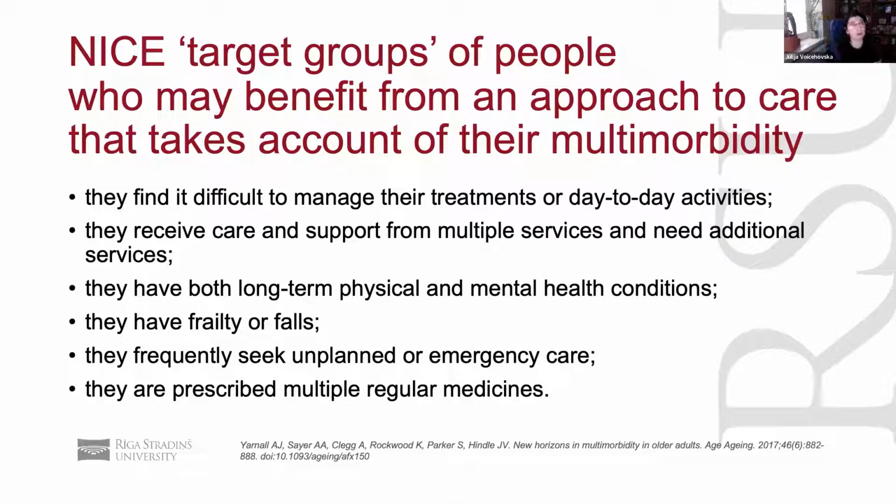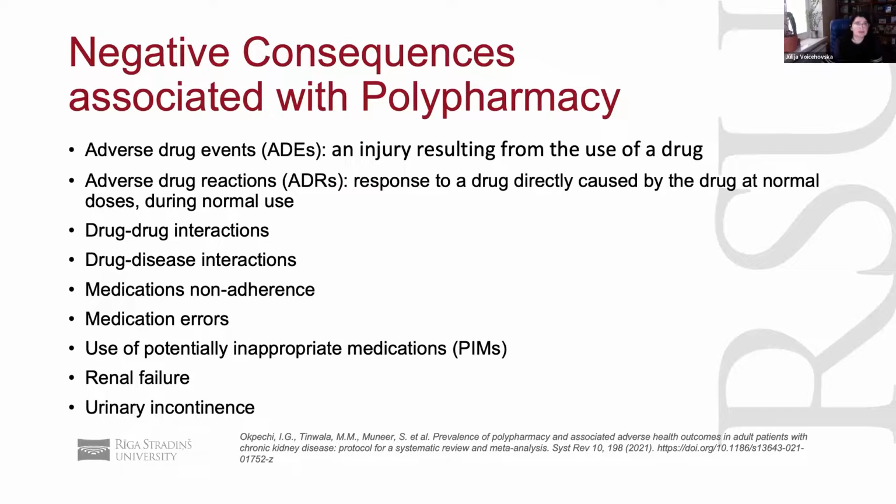We should be aware of the target groups of patients who may benefit from an approach to care that takes into account multimorbidity, so the most vulnerable group. Those are patients that might find it difficult to manage their treatment or day-to-day activities, that receive care and support from multiple services, that have both long-term physical and mental health conditions, that have frailty or falls, that frequently seek unplanned or emergency care, that are prescribed multiple regular medicines.